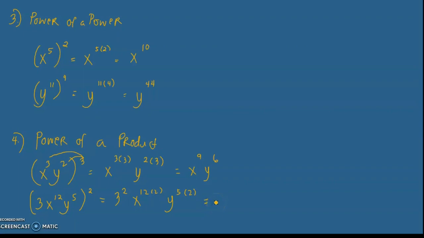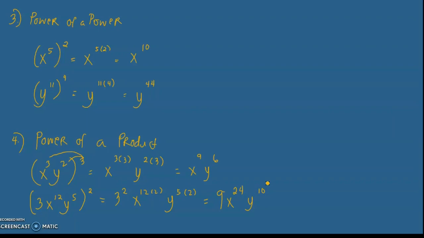So that is, to simplify, 3 squared is 3 times 3. The answer is 9. X will be raised to 24. And y will be raised to 10. Okay po?